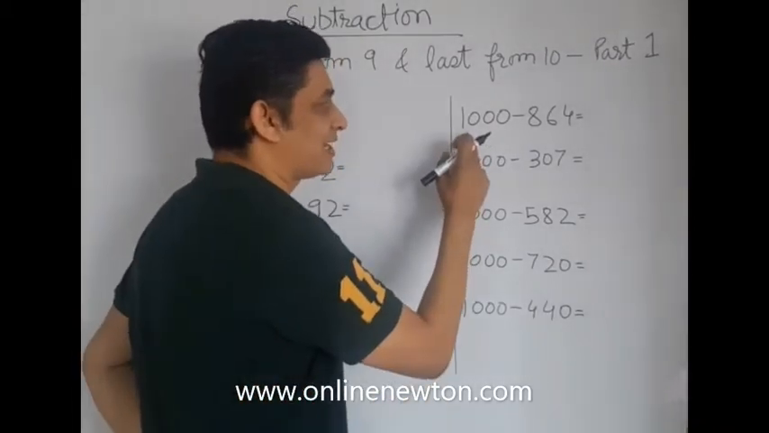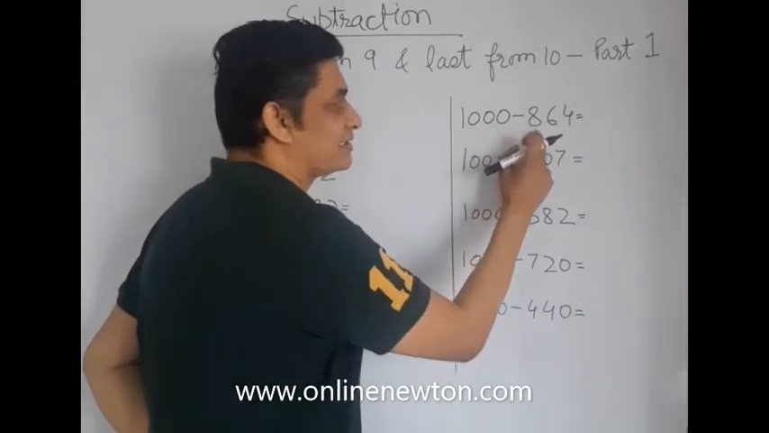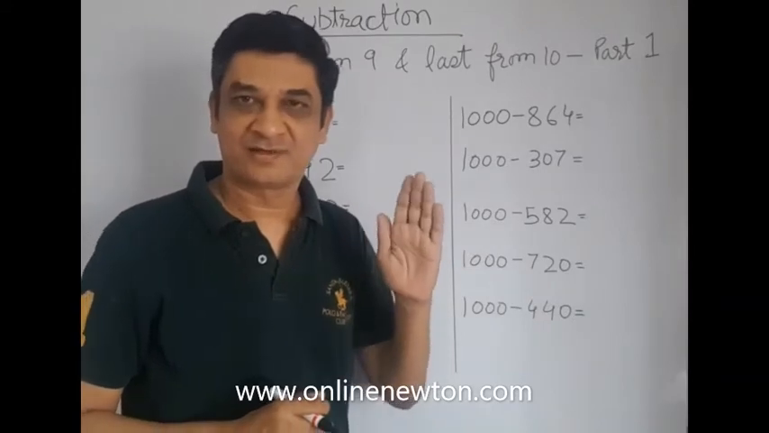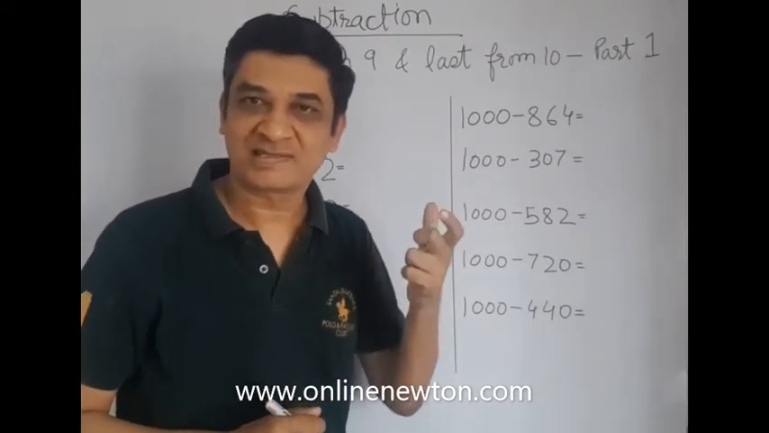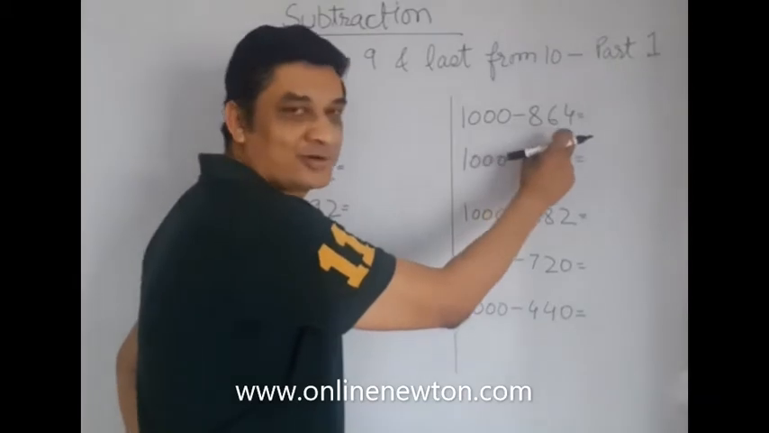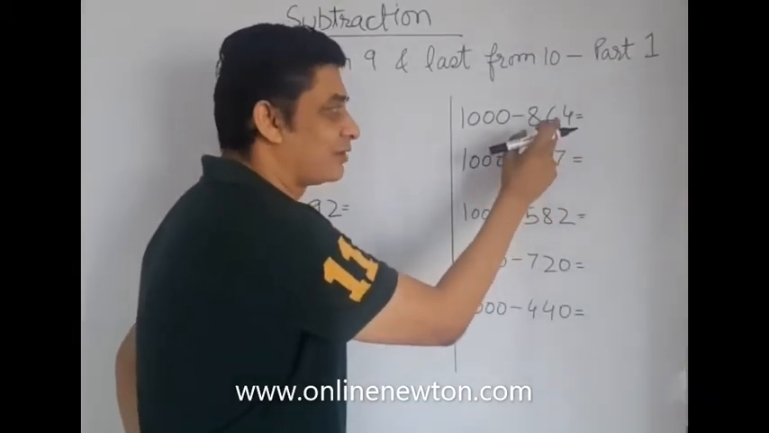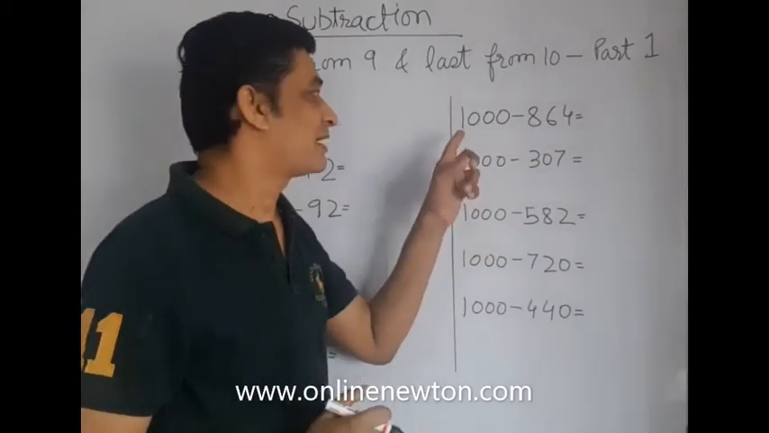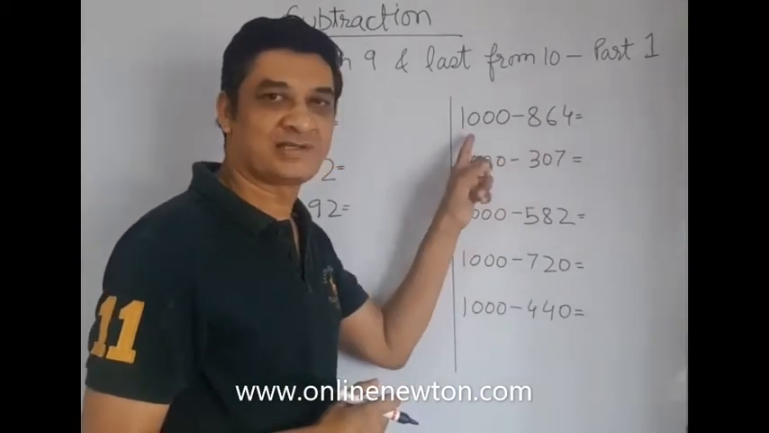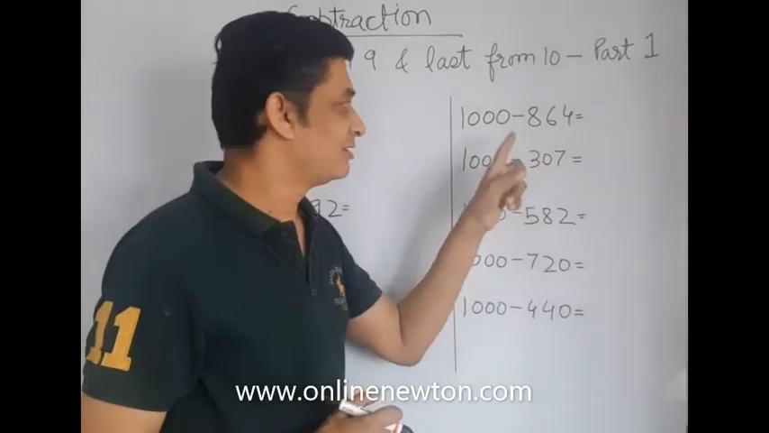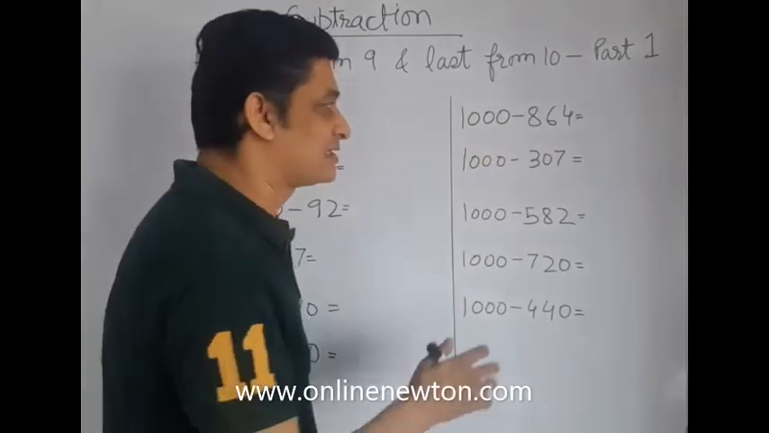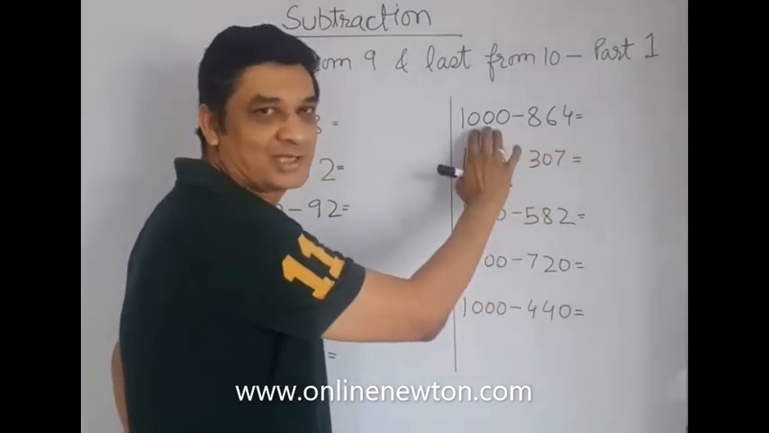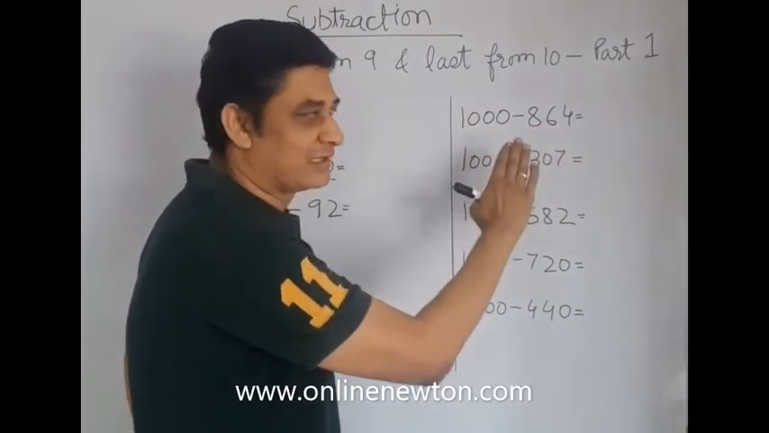We have to subtract 1000 minus 864. This method is very good for subtracting from base numbers. 864 is a 3-digit number, and for this number the base number is 1000. So if we have to subtract 864 from 1000, we'll use this method. Just see the number of digits: the number of digits is 3 and the number of zeros is also 3. So we'll straight away go ahead with this.